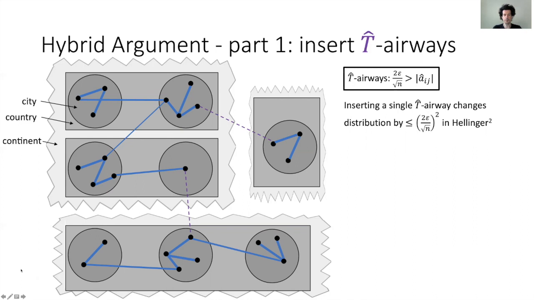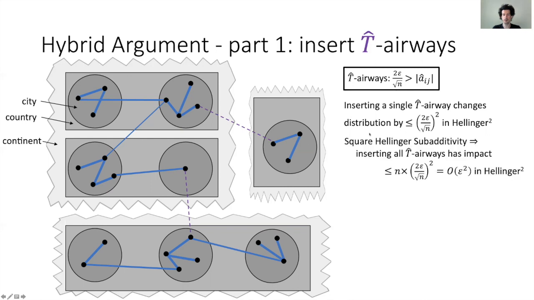The next part of our proof is to insert T-hat airways. T-hat airways are also very small in estimated absolute covariance. So inserting a single T-hat airway changes the distribution by very little in Hellinger squared. And again, square-Hellinger subadditivity implies that the total impact of inserting all T-hat airways is at most epsilon squared.